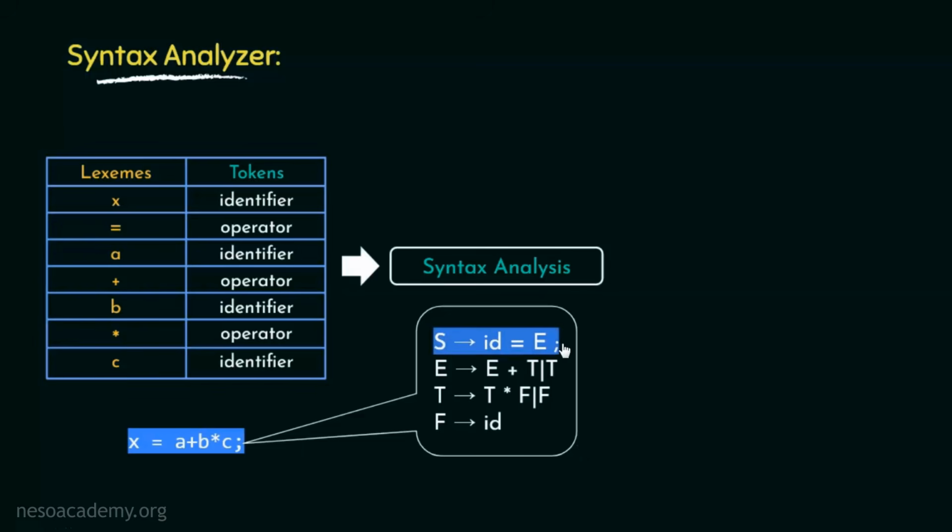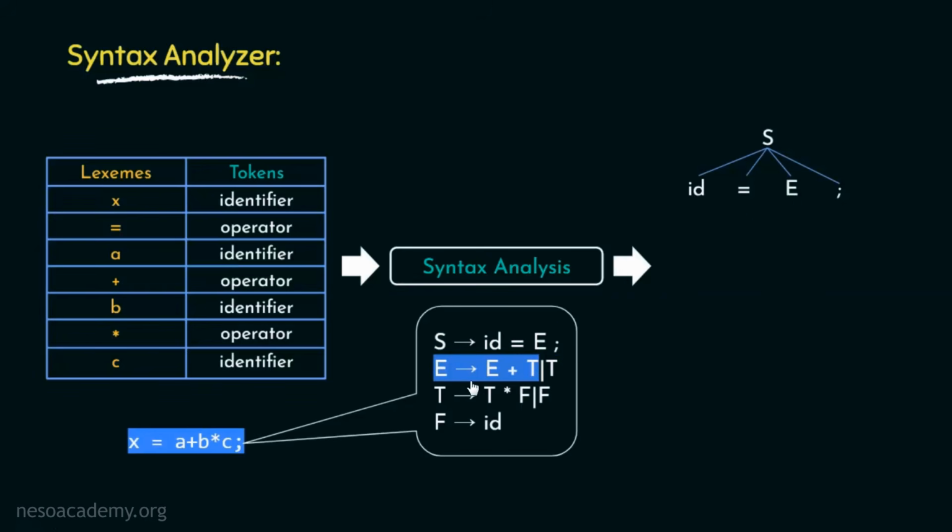Consider the first production rule. The start symbol S can be rewritten as id equals e semicolon. It means an expression can be assigned to an identifier and the expression has to be followed by the statement terminator, that is the semicolon. So from S, we can derive id equals operator e and semicolon.